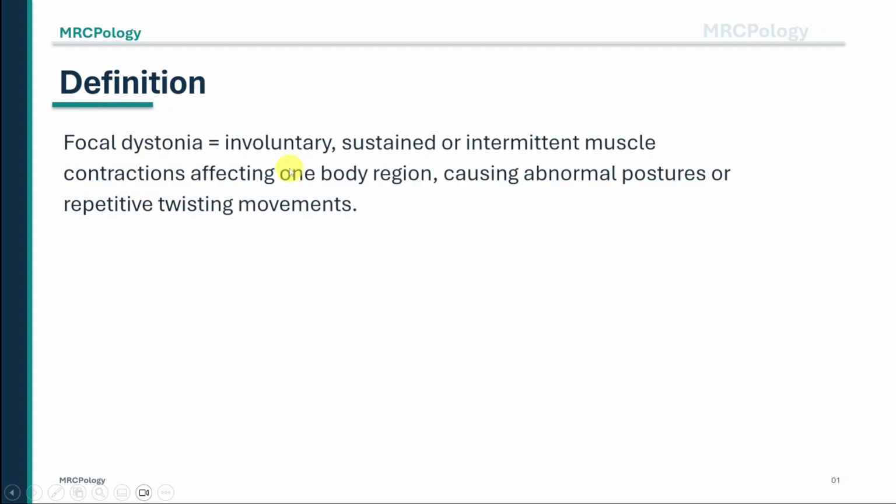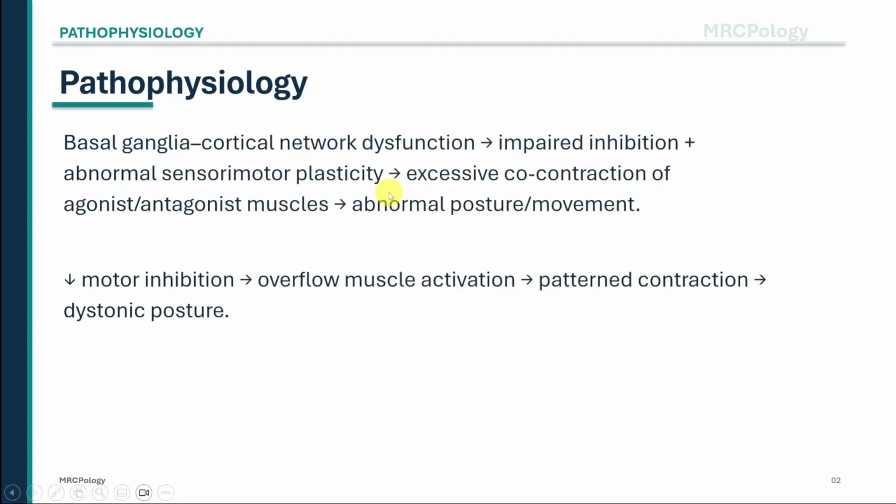Focal dystonia means involuntary, sustained, or intermittent muscle contractions affecting one body region. These contractions produce abnormal postures, repetitive twisting movements, or both. The important word here is focal because the dystonia is limited to one anatomical region, such as the hand, neck, eyelids, jaw, tongue, or voice muscles.